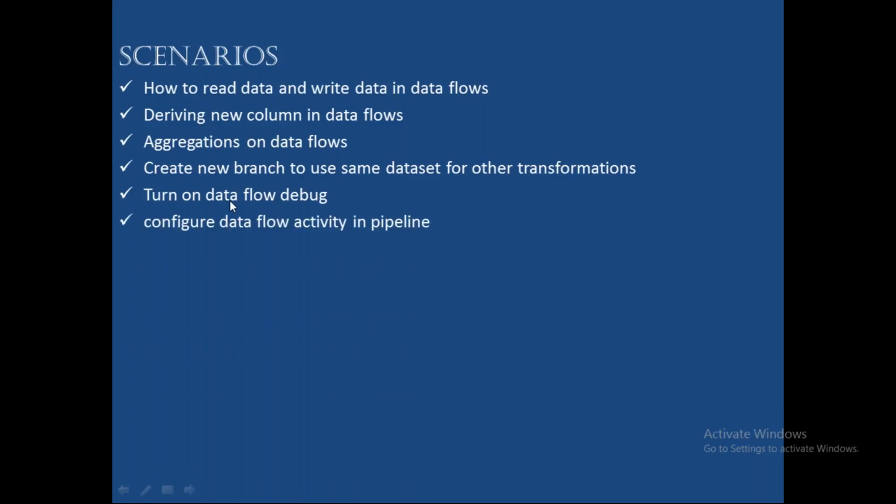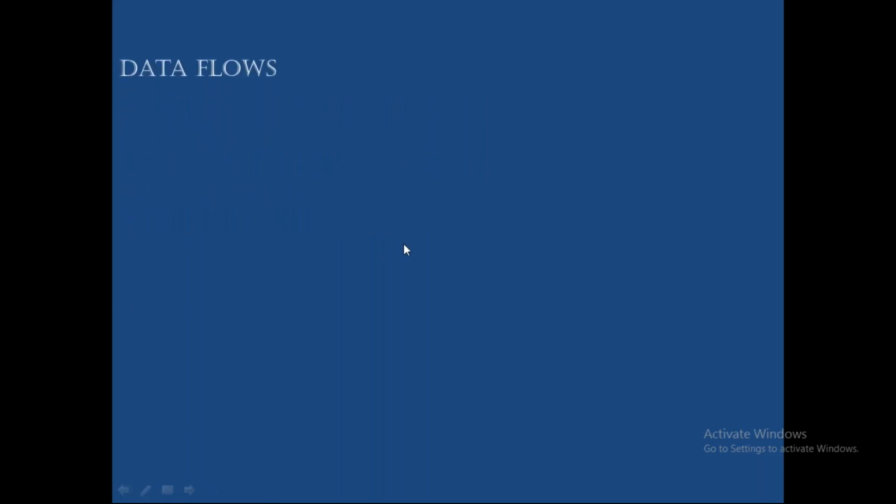So configure the data flow activity in the pipeline. Now what you want to do: I have created the data flow. This particular data flow I want to execute from the pipeline. How are you going to execute this data flow from the pipeline? The activity you are going to use is called the data flow activity. That activity we are going to use to execute it. We'll talk about that as well.